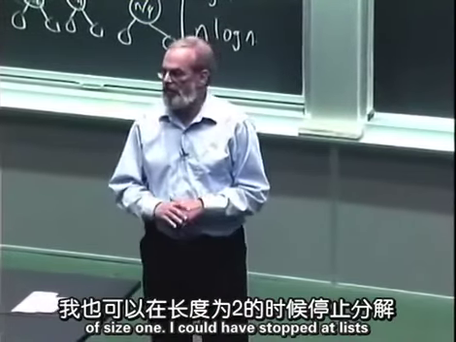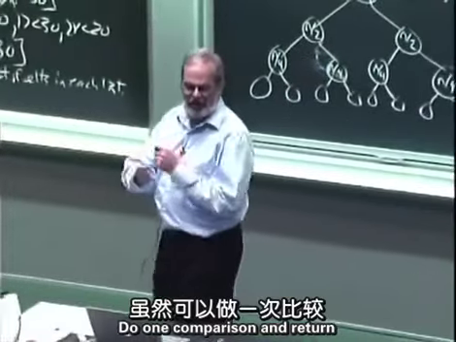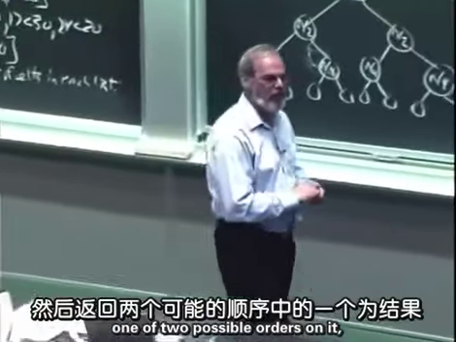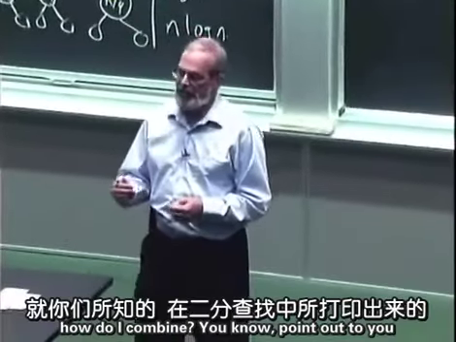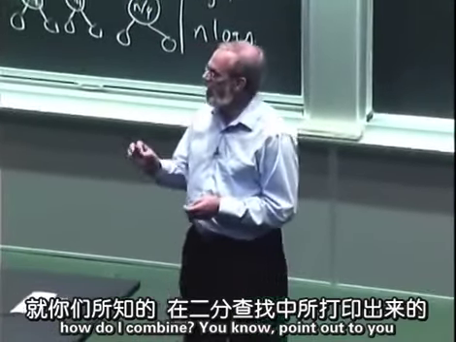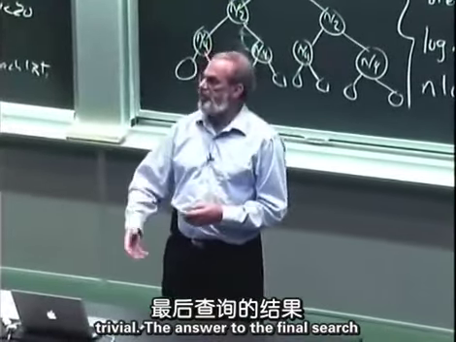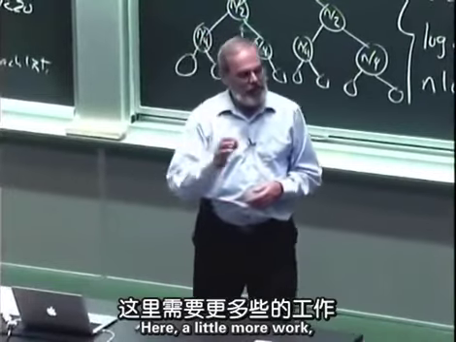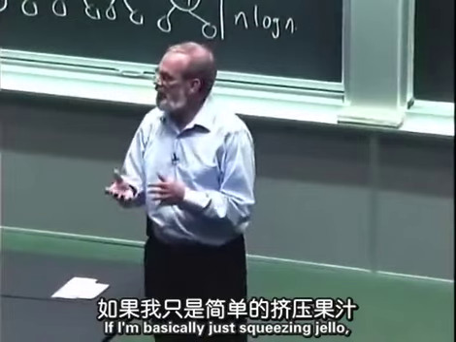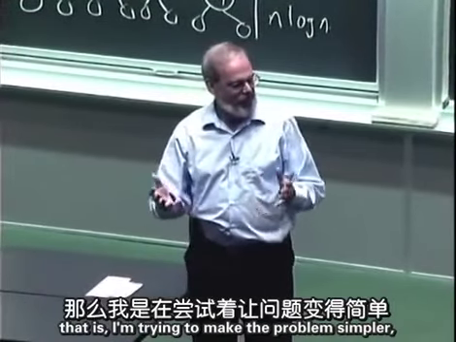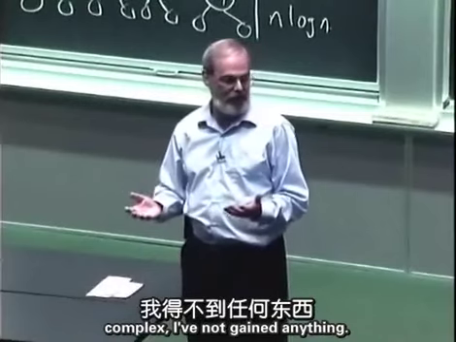Here it was lists of size 1. I could have stopped at lists of size 2. That's an easy comparison. Do one comparison and return one of 2 possible orders on it. But I need to decide that. And the third thing I need to decide is, how do I combine? Again, I'll point out to you, in the binary search case, combination was trivial. The answer to the final search was just the answer all the way up. Here, a little more work, and that's why I'll come back to that idea. If I'm basically just squeezing Jell-O, that is, I'm trying to make the problem simpler, but the combination turns out to be really complex, I've not gained anything.